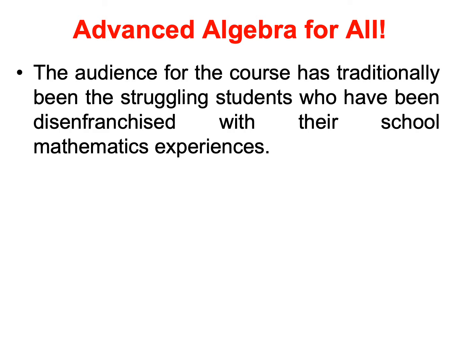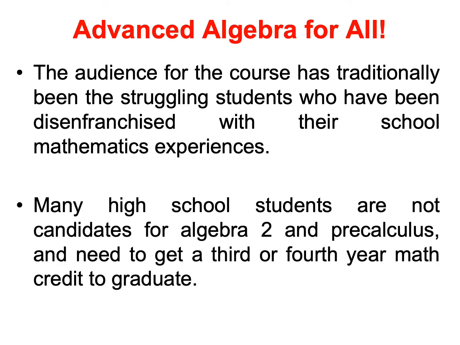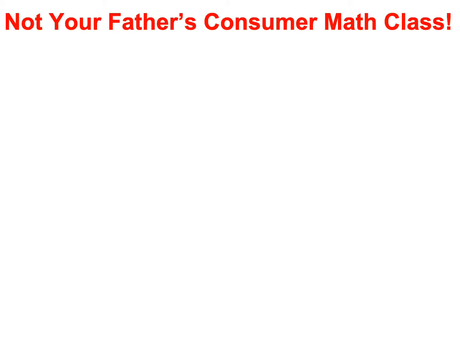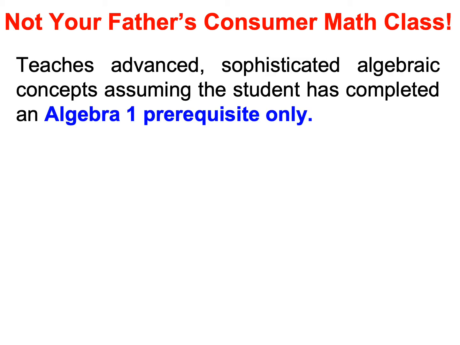Advanced algebra for everybody. The audience for the course has traditionally been the struggling students who have been disenfranchised with their school mathematics experiences. Many high school students are not candidates for Algebra 2 and pre-calculus and need to get a third or fourth year mathematics credit to graduate. This is not your father's consumer math class from the 50s, 60s, 70s, or 80s. This course teaches advanced, sophisticated algebraic concepts, assuming the student has completed an Algebra 1 prerequisite only.